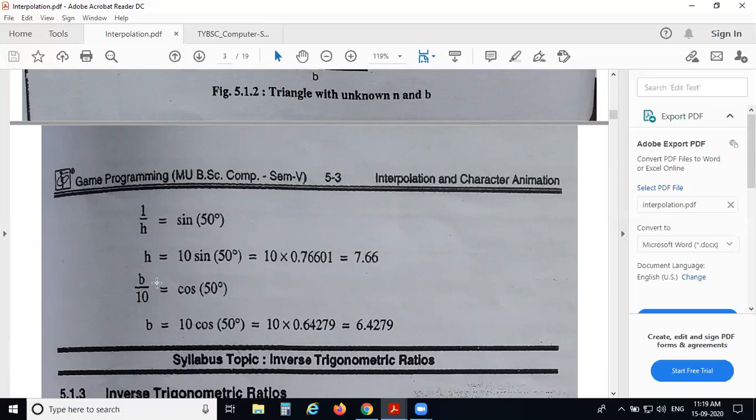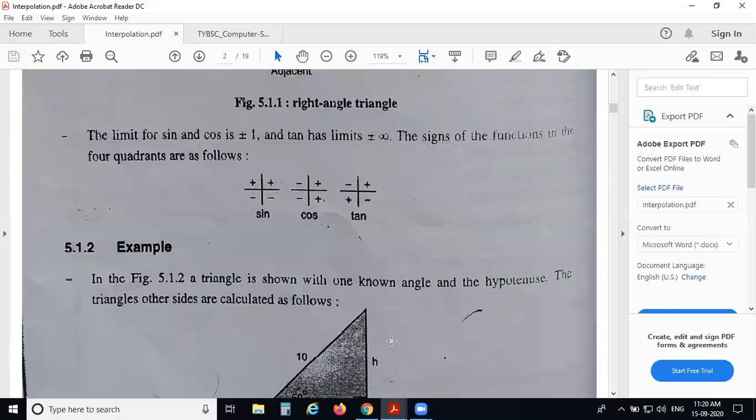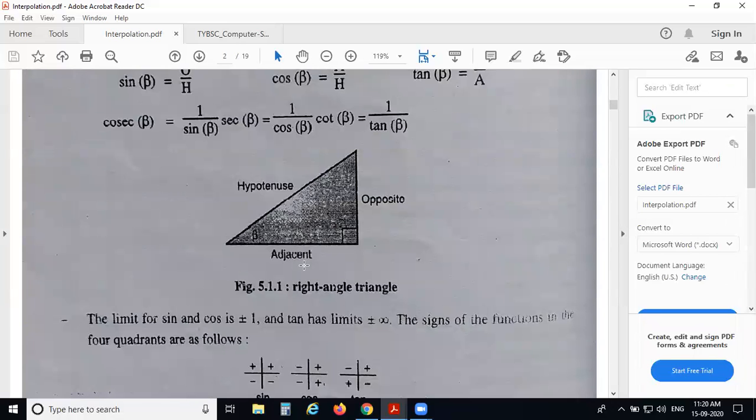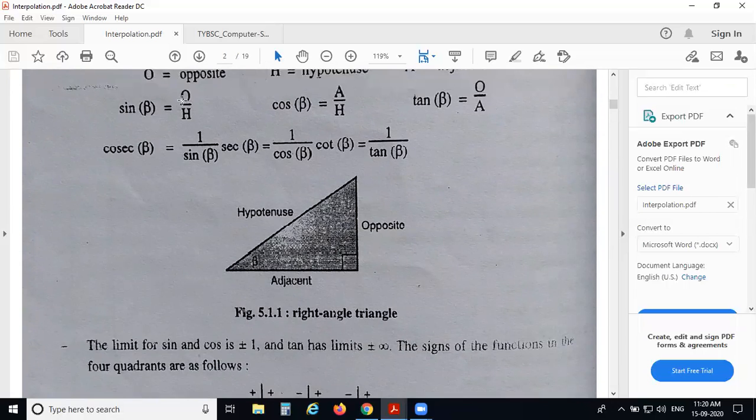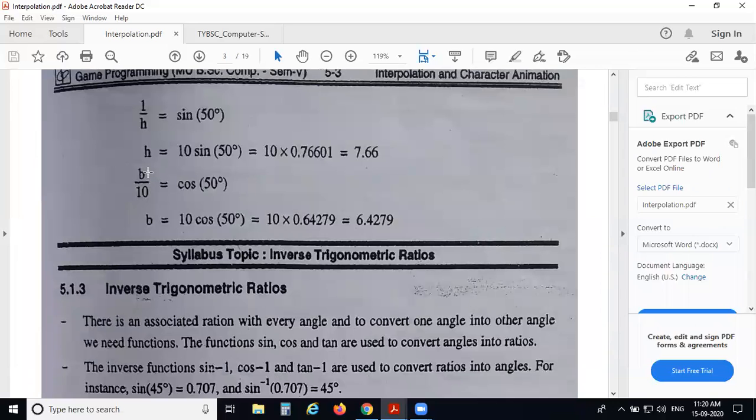Okay, and after that b divided by 10, that is b is value of adjacent side. Okay, here b means adjacent side and h means opposite side. Okay, so in this first we use this first formula, and in the second we use this formula, that is cos beta is equal to a divided by h. Here value of a is b and value of h is 10. Okay, so here value of a is b and value of hypotenuse is 10. Okay, which is equal to cos 50 degree.